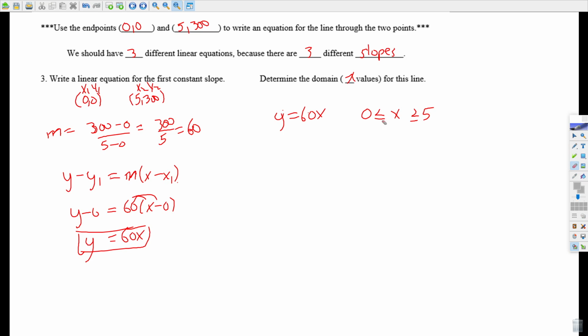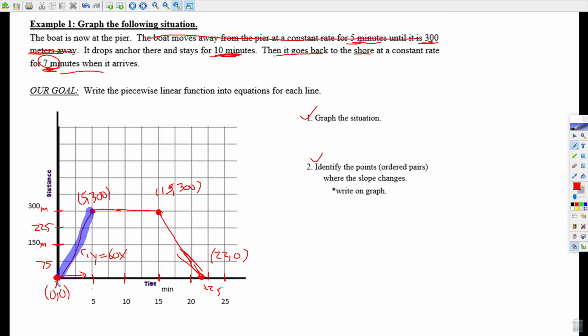Maybe I should change that a little bit. Less than or equal to. So this is saying you would graph this equation, but only for the numbers on the x values from 0 to 5. And that's when you would stop. So this is our first equation. And it gets paired with this domain from 0 to 5. Again, from 0 up to 5. And now we're changing. Now we're going to do an equation from here to here.